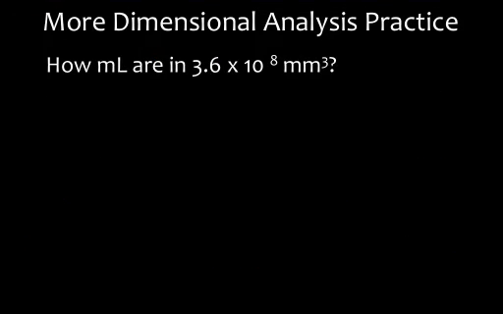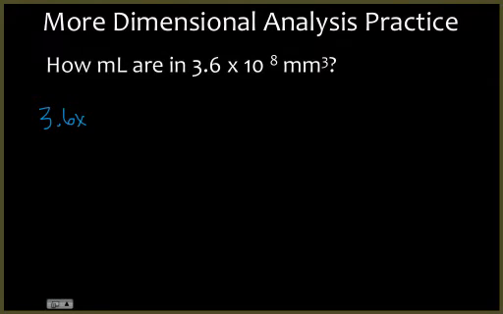Okay, one more. And this deals with units that are squared or cubed. So this last one, we're looking at how many milliliters are in 3.6 times 10 to the 8th millimeters cubed. So we're going to start with the 3.6 times 10 to the 8th millimeters cubed. So this is tricky because of this cube on this millimeter here. So when we use the conversion factors, we have to take into account what that value is there. So instead of just using a millimeter here, we have to use a millimeter cubed to get that to convert.